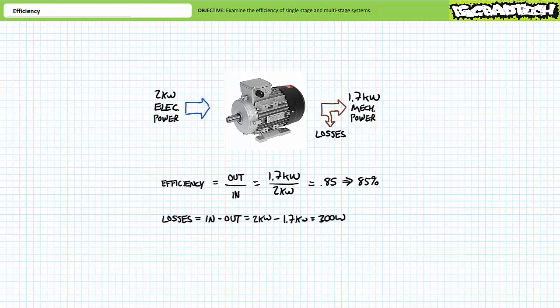This calculation also suggests that this motor is 15% inefficient, meaning 15% of 2 kilowatts, or 300 watts, is directed towards losses, which might take the form of friction, noise, and/or heat.